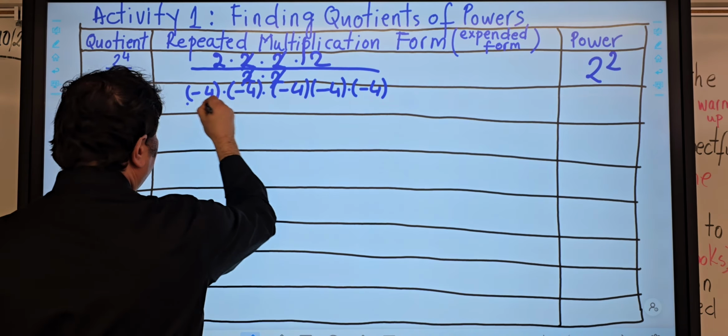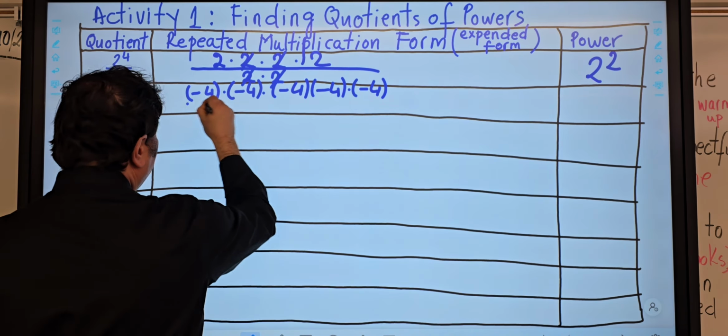And finally, we have h to the power of 7 divided by h to the power of 6. The base is h. And the same thing, we are going to subtract the exponents. 7 minus 6 becomes 1. So the final answer would be h to the power of 1, or we can just say h, because h to the power of 1 is still h.